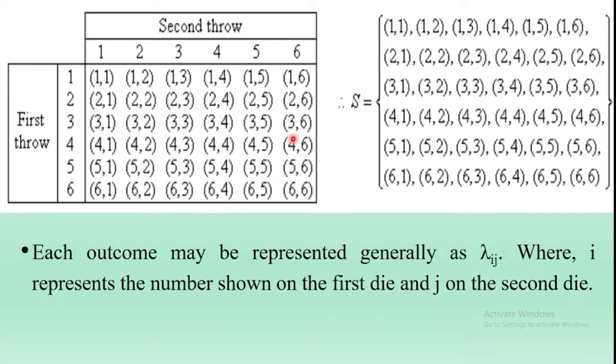In this experiment, each outcome is generally represented by lambda suffix ij, where the first subscript small i represents the number shown on the first die, that is 1 through 6, and small j represents the number shown on the second die.